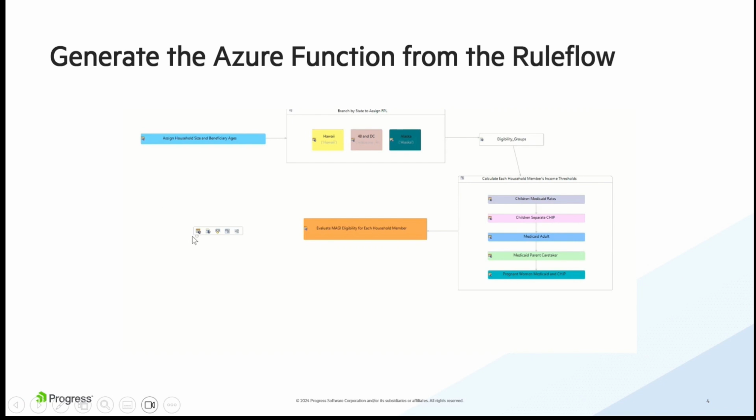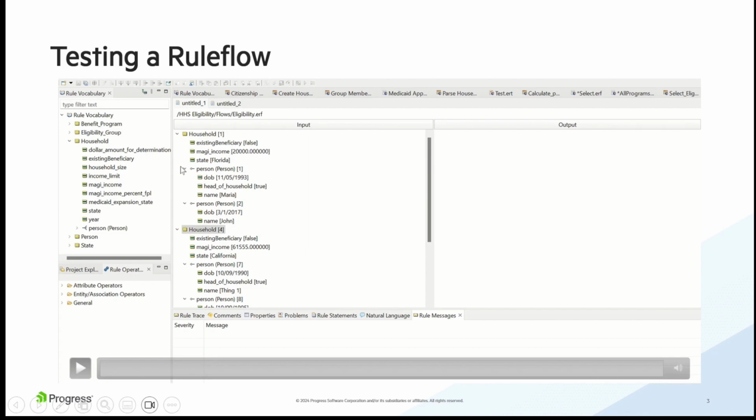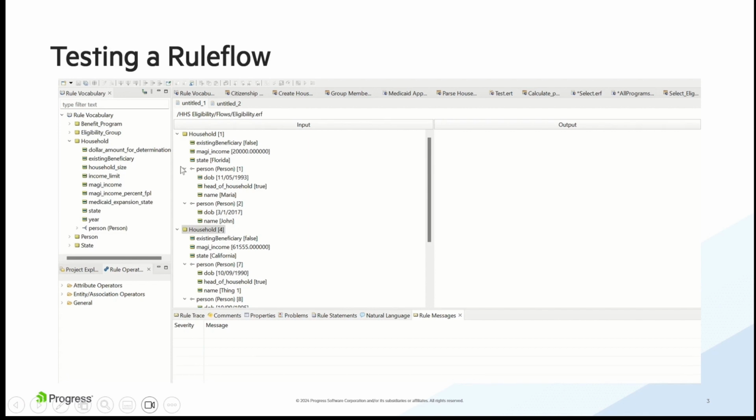For our purposes, let's take a look at how we might generate a JavaScript function for the Azure Function platform directly from this pre-built rule flow for a healthcare policy eligibility determination use case. So first, let's just see what the actual rules are doing to the input data in this use case. First, within this rule test, we see a household with various different persons, and we're going to assign them various different eligibility groups, and based upon those groups, their respective plans that they might be eligible for or not.